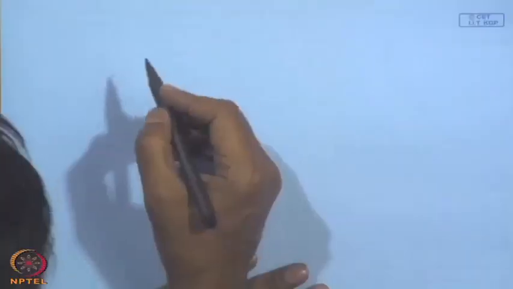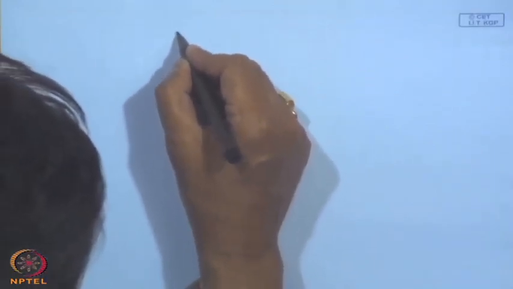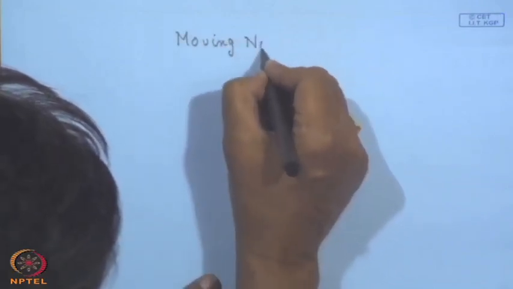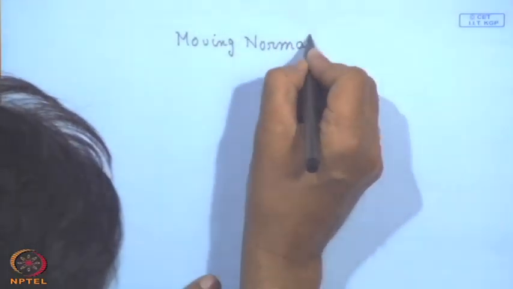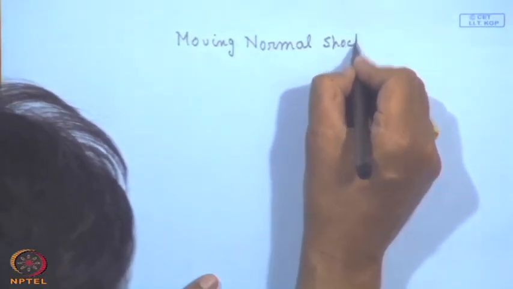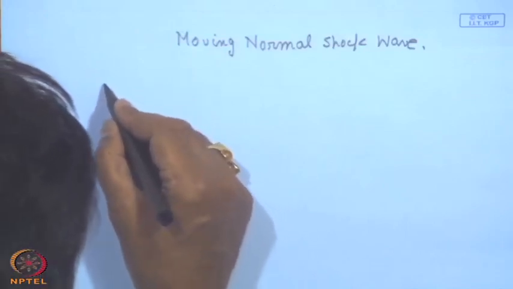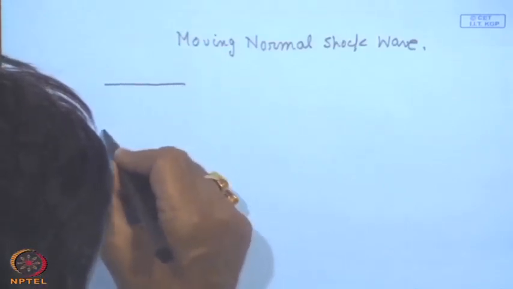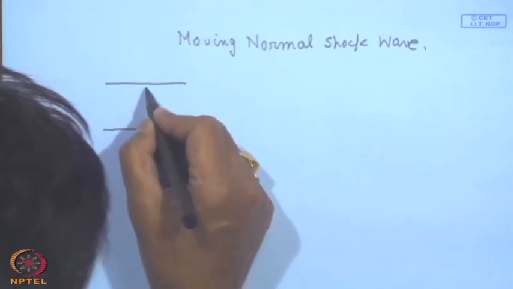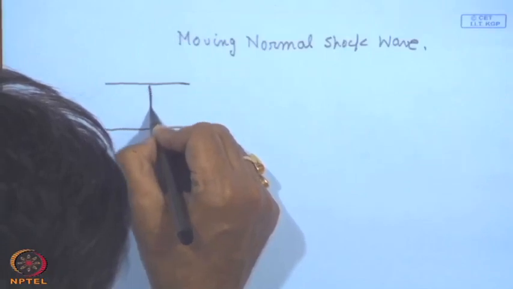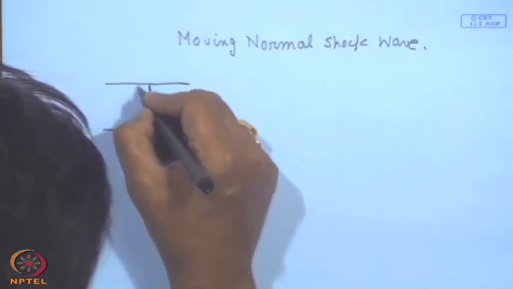So to understand this, let us consider a case like this. Let me write here: moving normal shock wave. Let us consider a case where in a duct there is a shock wave, this is the shock wave.